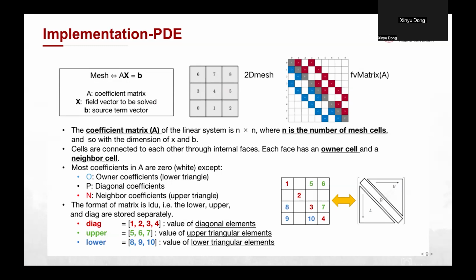Then we need to know that cells are connected to each other through internal faces. Each face has an owner cell and a neighbor cell. Then we take a look at the matrix. We can see that most coefficients in A are zero, except the owner, diagonal, and neighbor coefficients. This format of matrix is LDU. The lower, upper, and diag are stored separately.